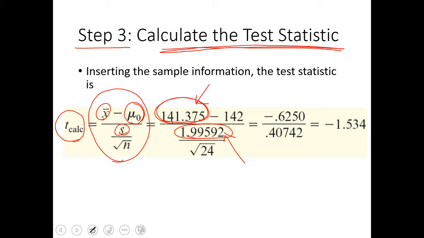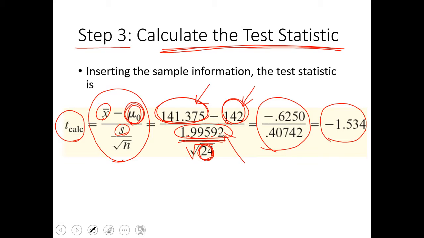And our benchmark temperature is 142, so that is the perfect temperature to enjoy the hot chocolate. Our number of samples is 24, so let's take the square root of 24 and divide. So 1.99592 should be divided by the square root of 24, and then we obtain this number, and finally we obtain minus 1.534.